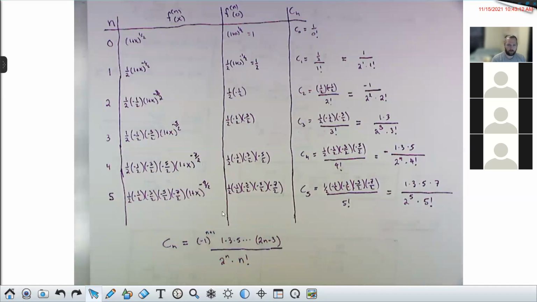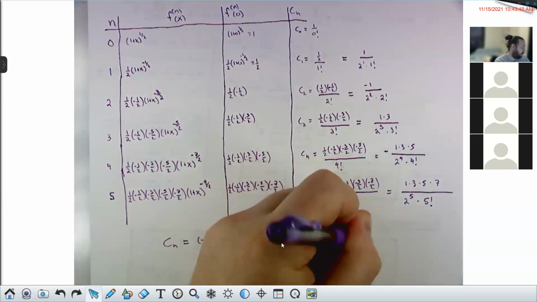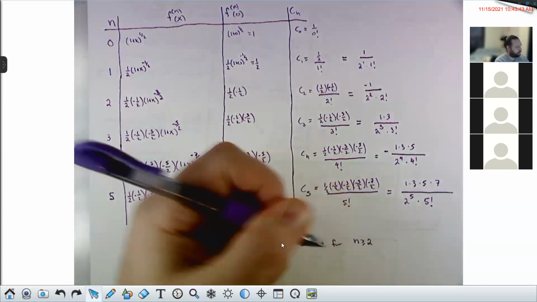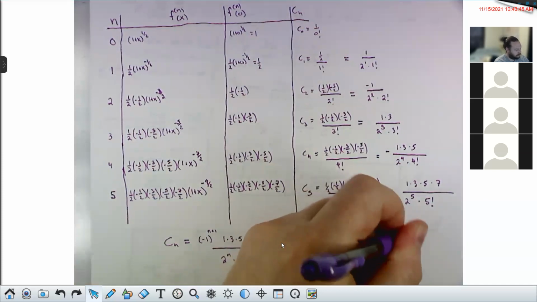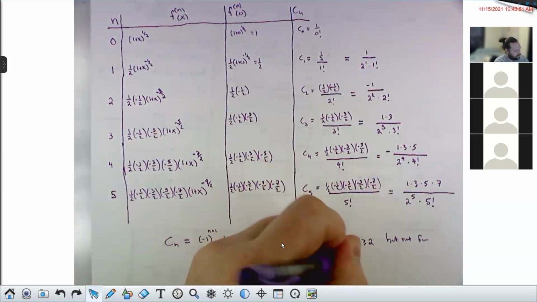It also doesn't work when n is 1, I think. Maybe it does. Let's see. Nope. So if you plug in n equals 1, this would be negative 1 squared, which is positive. Okay. 2 to the 1 times 1 factorial. Okay. But 1 times 3 times 5 all the way up to 2 times 1 minus 3 would be the product of all the odd numbers out to negative 1. So this formula works great for n greater than or equal to 2, but not for n equals 0 or n equals 1.